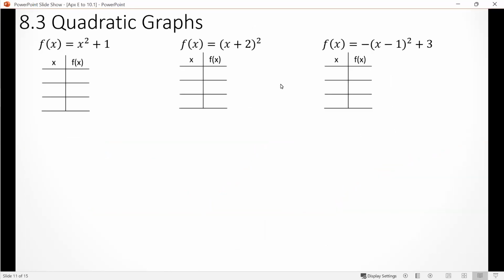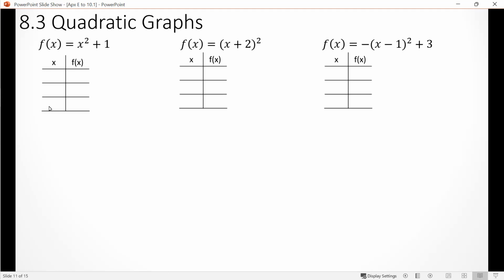So let's start with our x squared function, our quadratic function. And I have three variations of that quadratic function that I want to go over so you can see how they shift and how we pick the x values that we want to plug in to plot points for graphing. So our first function, f of x, is x squared plus 1.